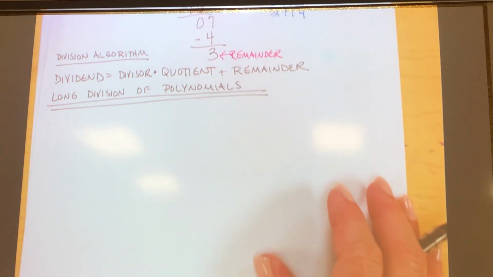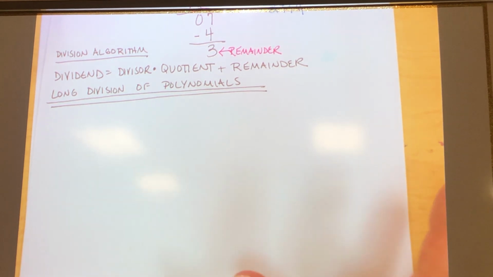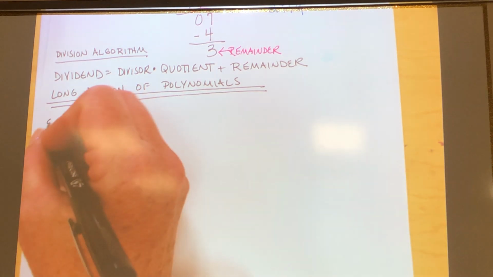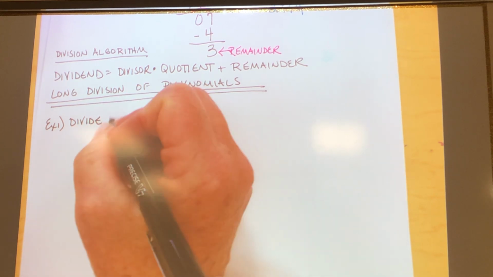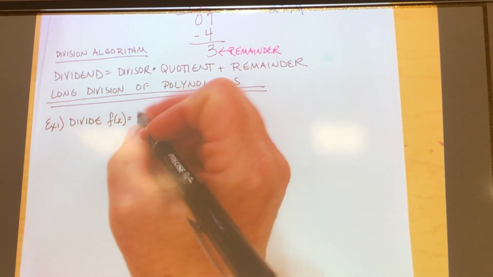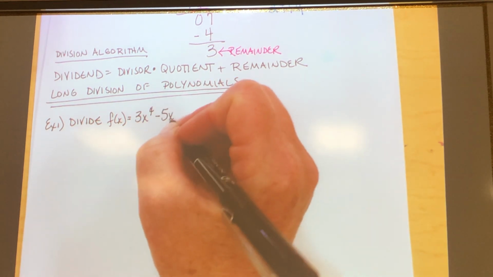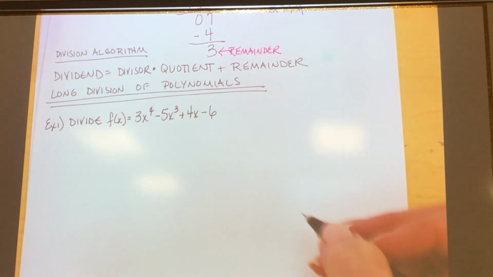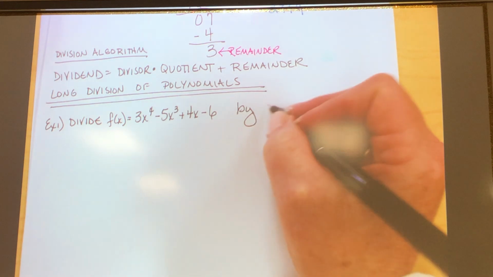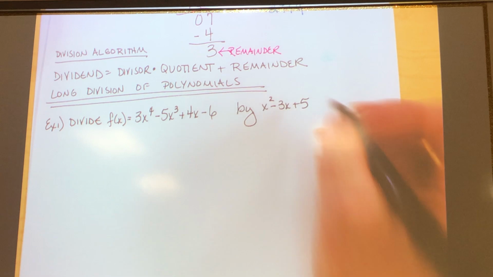Long division of polynomials. So this is stinking weird, all right? It's not difficult, but it is really weird. So example 1, we are going to divide f of x is equal to 3x to the 4th minus 5x to the 3rd plus 4x minus 6 by x squared minus 3x plus 5.